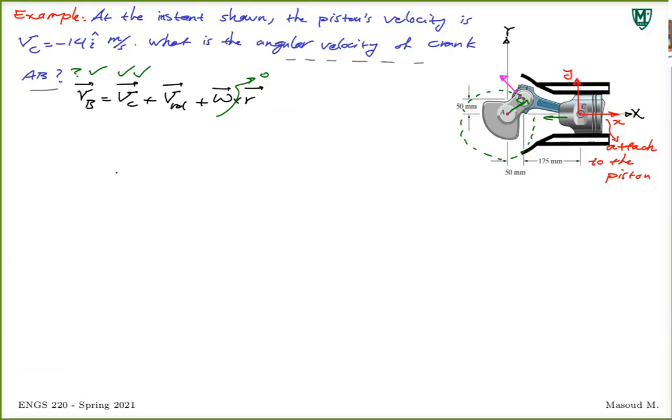Now, what is V relative? Let's figure out V relative. As I told you before, to figure that out, freeze your local frame and whatever your local frame is attached to. So I'm going to freeze that red frame, and it is attached to a piston, so the piston is also frozen. Now, move the link BC.